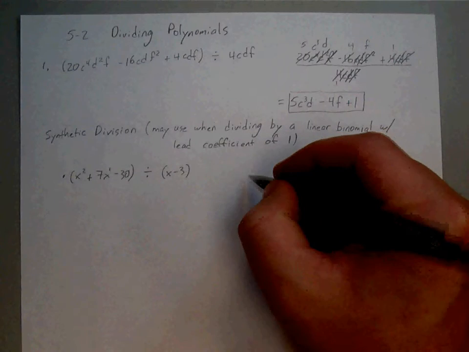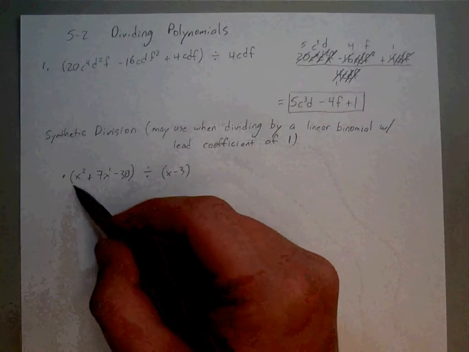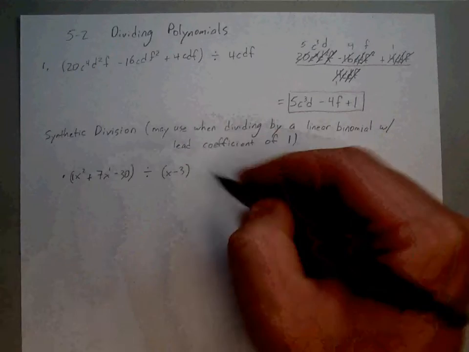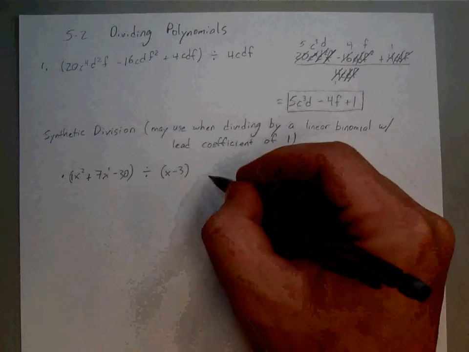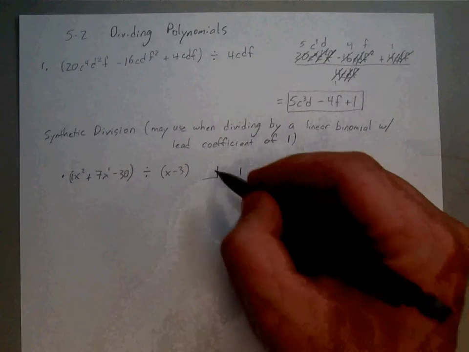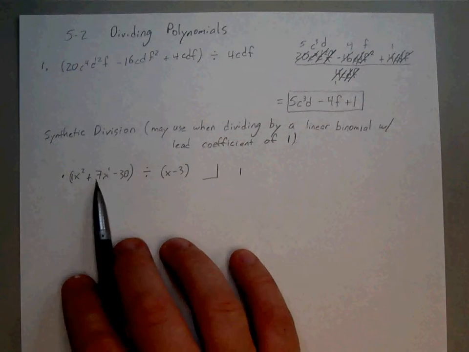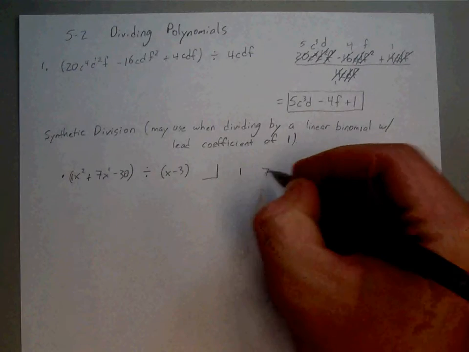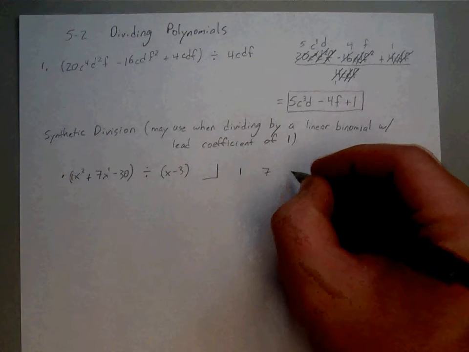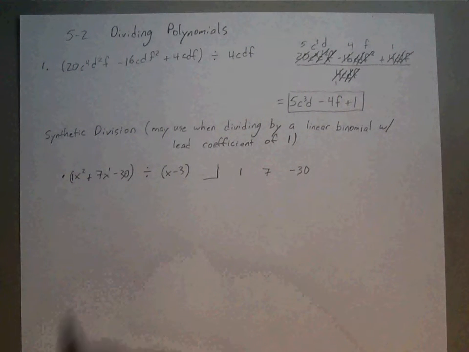I'm going to write those coefficients, not with these x's, but just the coefficients. So the first coefficient was a 1, so I'm going to write it down. I'm going to leave a little room in front. In fact, I'll put a little half box there that I'll come back to. But I got a 1. The next coefficient is a positive 7. And the next coefficient is negative 30. Those are all my coefficients. I just list them all in order.